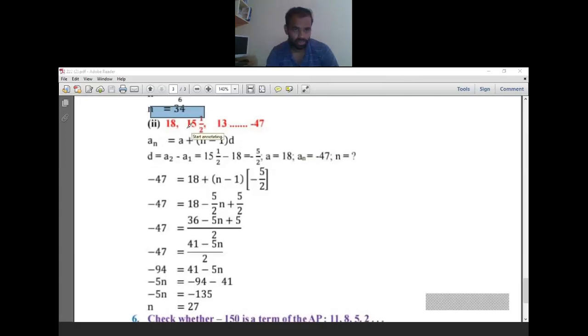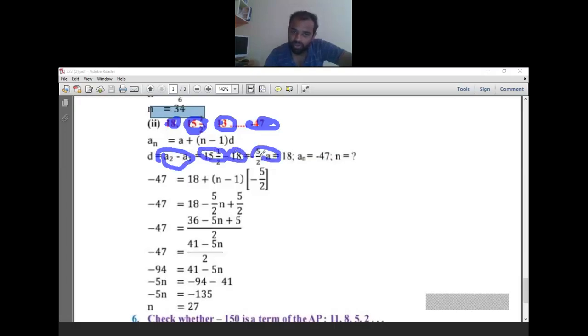So in the second sub question, what is given? First term is 18, second term is 15 and a half, third term is 13, and the last term is minus 47. The numbers are in decreasing order. So the first number A is 18. What do we have to find? The difference. To find the difference, A2 minus A1 becomes 15 and a half minus 18. What's the difference here? Minus 5 by 2 is the difference.